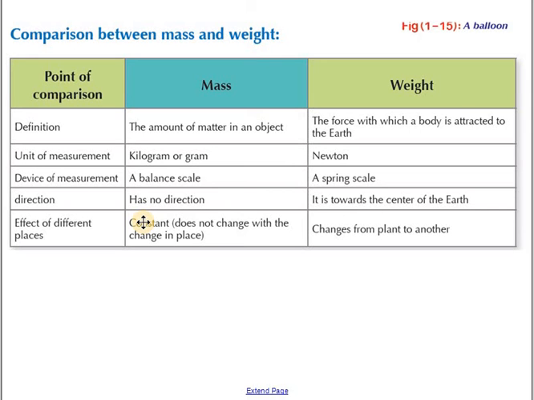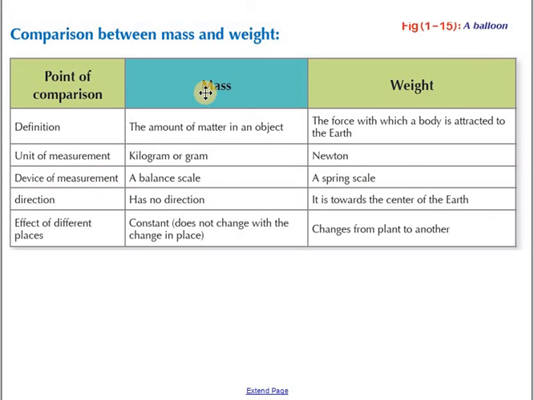Now we will compare between mass and weight. We will begin with the definition. The definition of mass: the amount of matter in an object. But the definition of weight: the force with which the body is attracted to the earth. The units of measurement: the mass is measured by different units, kilogram or gram or ton, but the weight has a unit of Newton.